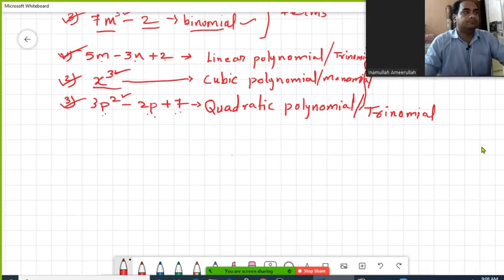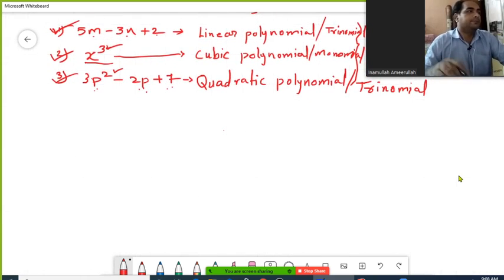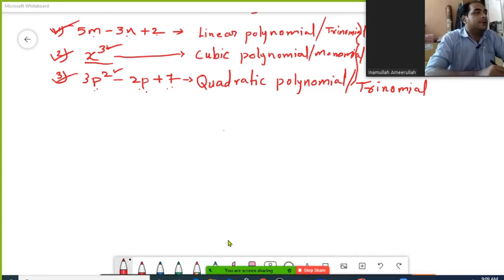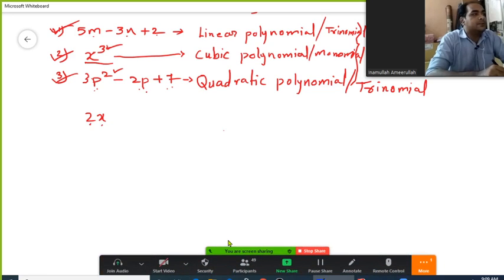Now for being a polynomial, the polynomial can have only one term, but it is important to have a combination of number as well as variable, that is, coefficient and variable should be there in the polynomial. For example, if I write 2x, it is a polynomial because this is number and this is variable where the highest degree is 1.